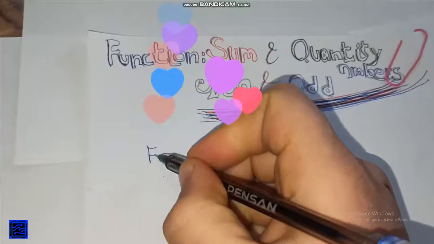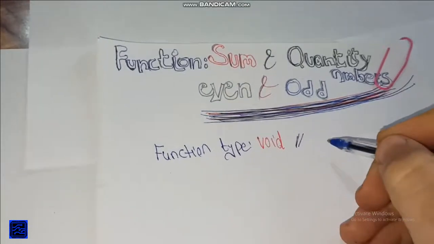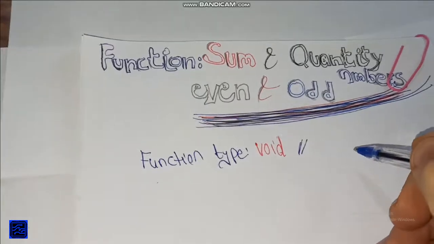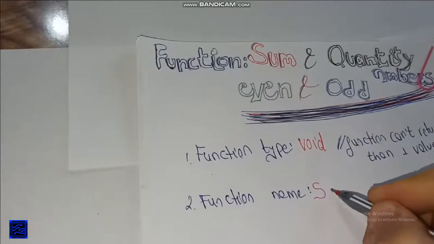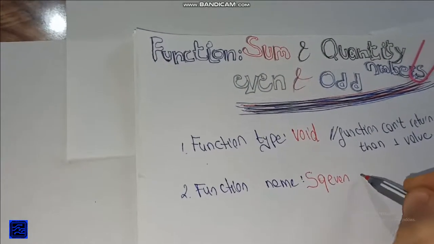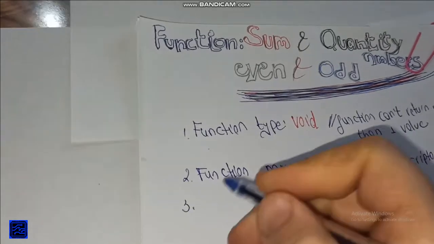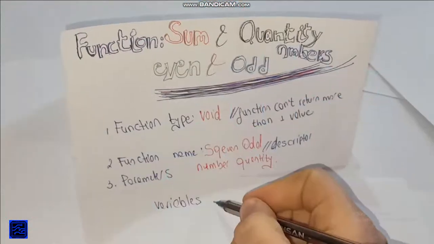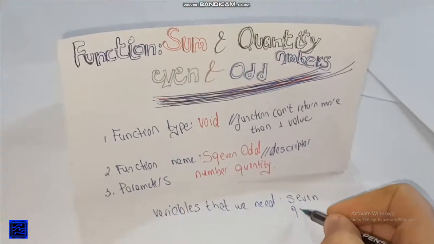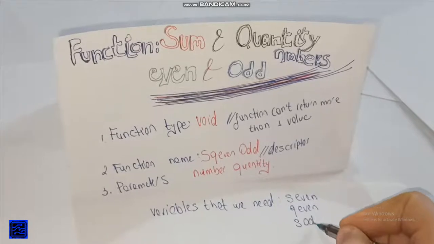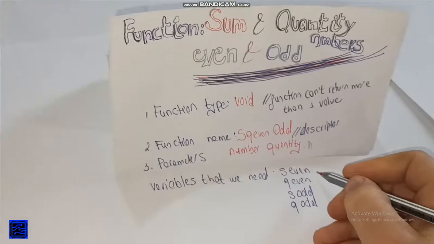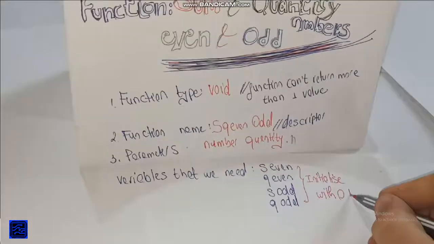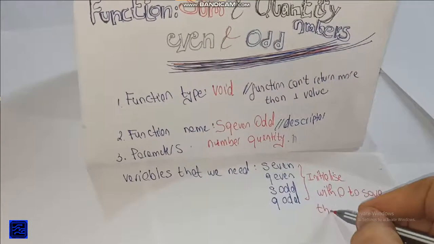Function type void. As we have to return more than one value, the function can't return them. Function name: sum, quantity, even, odd. Descriptor, third, parameters: number, quantity. Variables that we need: sum even, quantity even, sum odd, quantity odd. All variables will be initialized with 0 to save the previous value.